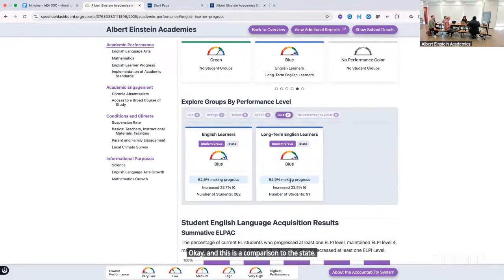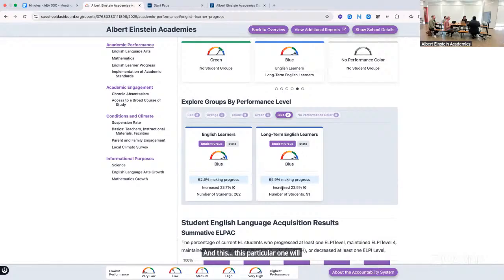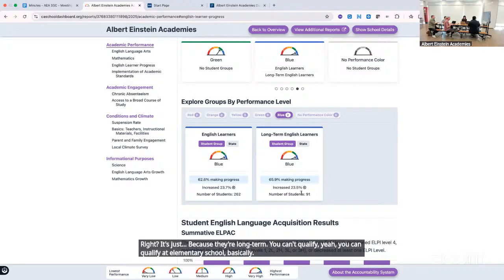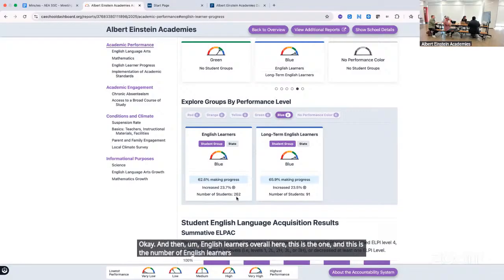We've also never had this. The number of students that made progress was 91. And this particular group will be concentrated at the middle school, just because they're long term. You can't qualify at elementary school, basically. And then for English learners overall, this is the number of English learners that we had categorized in that area last year.